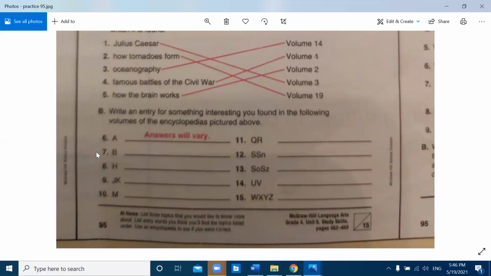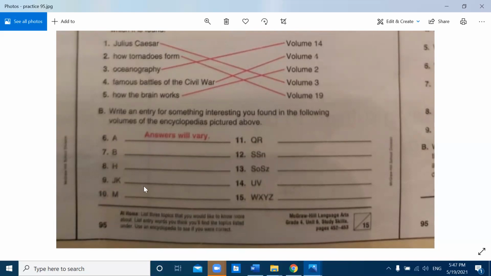Letter H, we could look up Holland, which is a country. We could look up Hawaii, which is a state. We could look up horses, one of the girls said today. All of these would be found under H. J and K, we could look up Jupiter. We could look up Kenya. We could look up jelly beans. We could look up kites. Both of those are in the same volume, J and K.